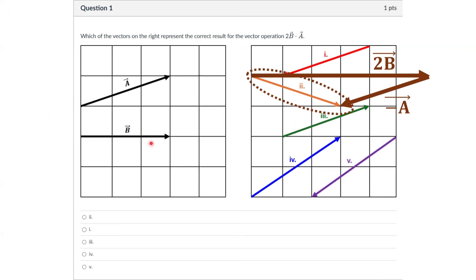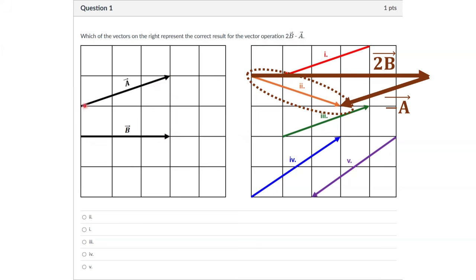Here's vector B. It is 1, 2, 3 units long, pointing to the right. Here's vector A, which is 1, 2, 3 units long to the right and 1 unit upward. Okay, and the math is going to be 2b minus a. So the way we do this is we first draw 2b, which should be 1, 2, 3, 4, 5, 6 units to the right, because 6 is twice 3. So 1, 2, 3, 4, 5, 6 units right would be 2b.